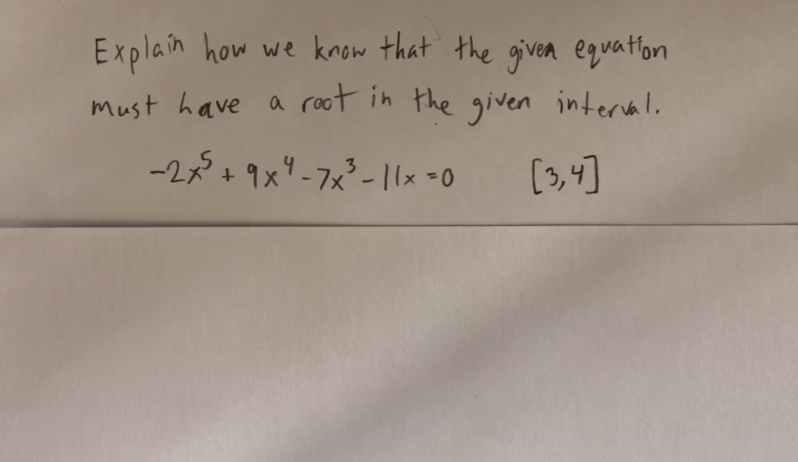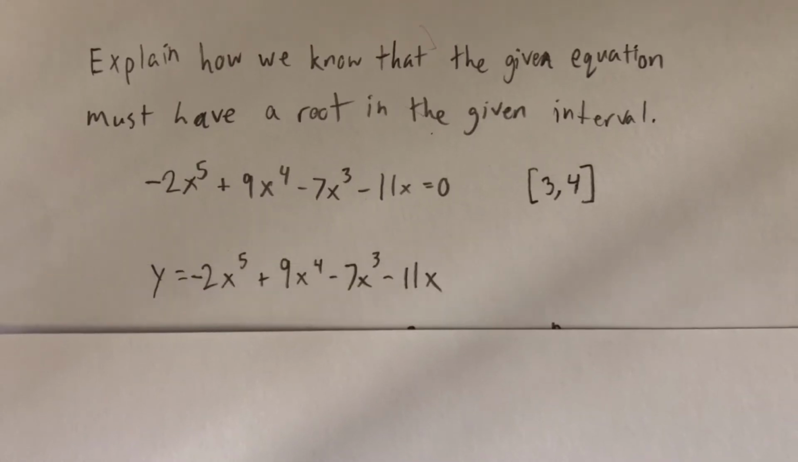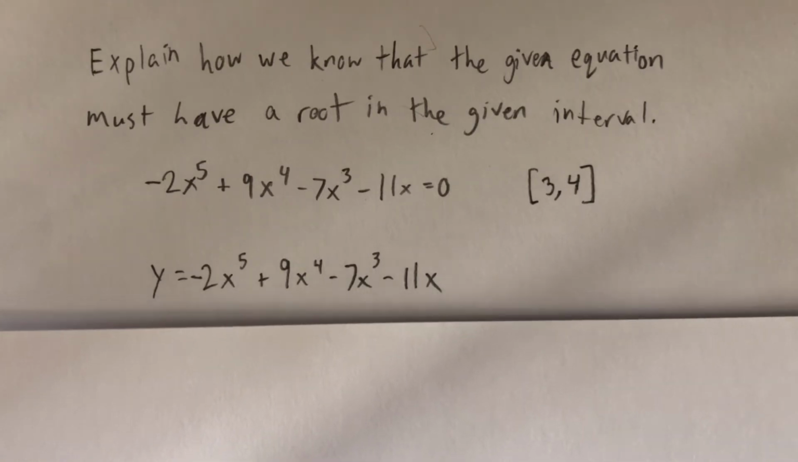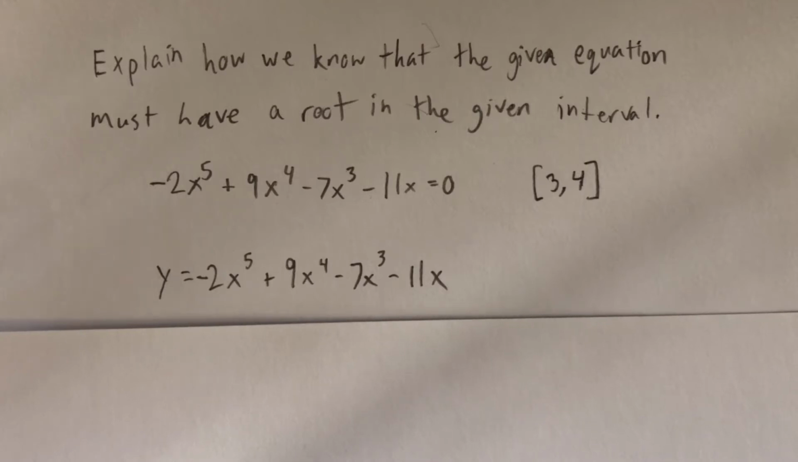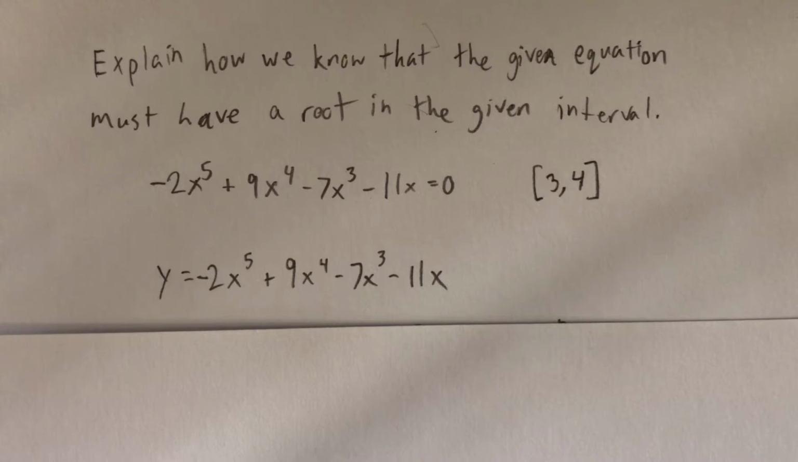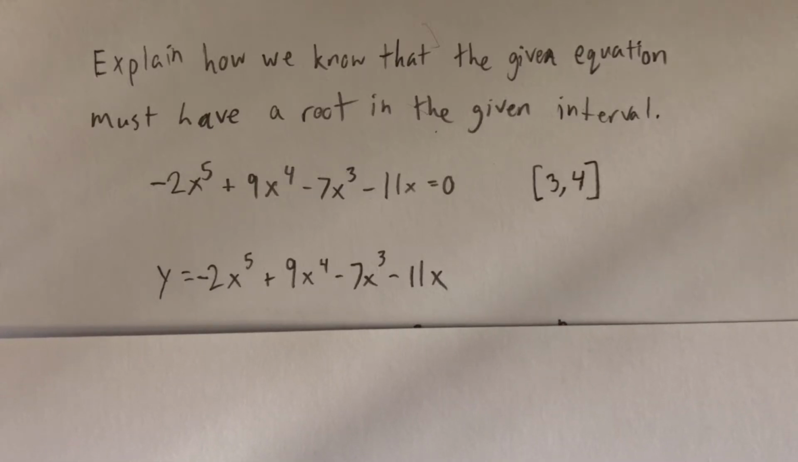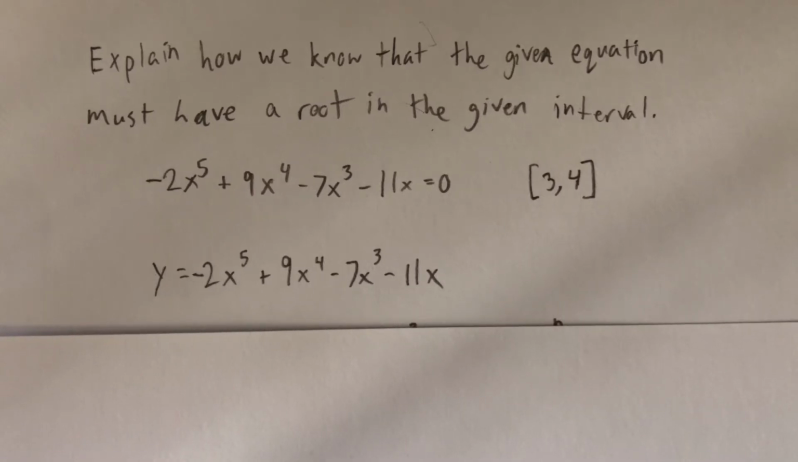So when you're looking at a question like this, what you want to think about is what a root is. Well, a root is basically just where this function, which is just the left side of our equation, intersects with the x-axis. Or in other words, where does this function equal 0? Well, of course, we don't really need to actually figure out where it equals 0. We just are trying to show how we know that there is an x value between 3 and 4 where it equals 0.